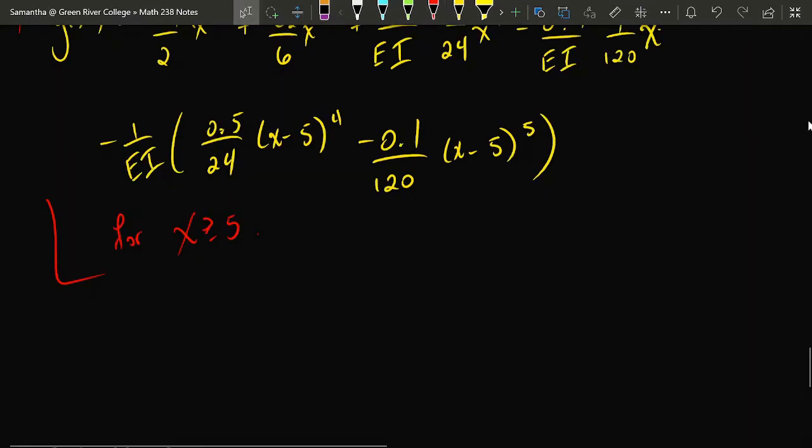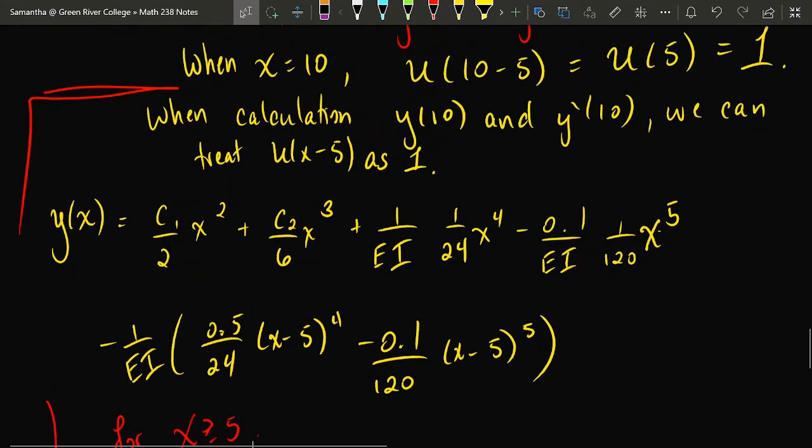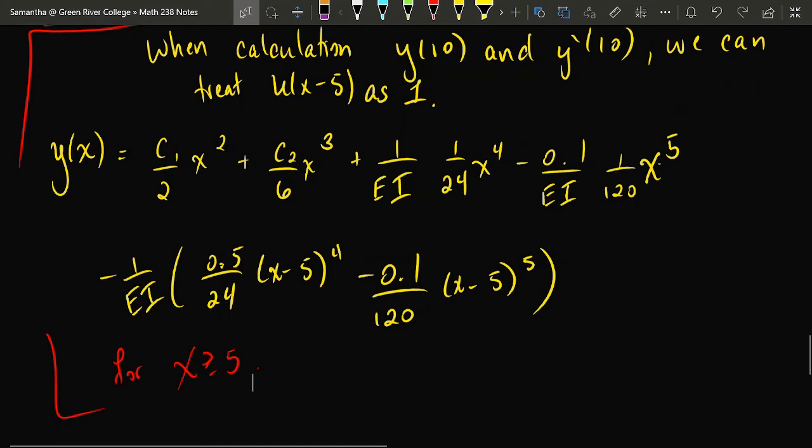So having noted that, finding y of 10 and finding y prime of 10 is going to be tedious, but it's not going to be complicated. All that we're going to need to do is plug x equals 10 into this expression, then find the derivative of this expression and plug 10 into the derivative. So that's straightforward enough that I'm not going to bore you with the details. I'm going to use technology to do that off screen, and I will come back to you.